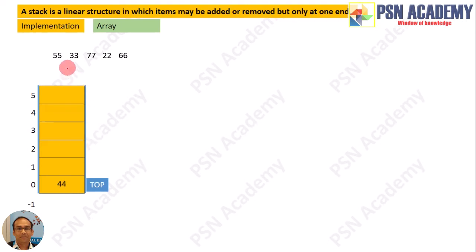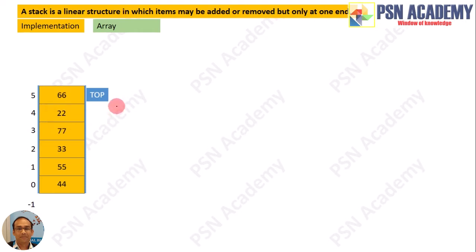Next, we want to push 55 into the stack. So we increment the top by 1 and top is indicating the index 1 now. So in cell 1, 55 has been placed. Similarly, the top is standing at 2 and 33 will be stored inside cell 2. And top will be at 3, 77 will be there. Top will be at 4, 22 will be there. And top equal to 5, 66 will be in the 5th cell of this stack, right?